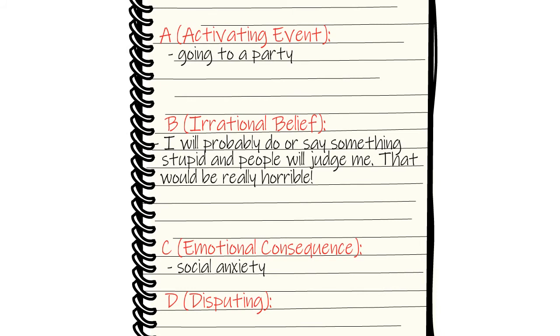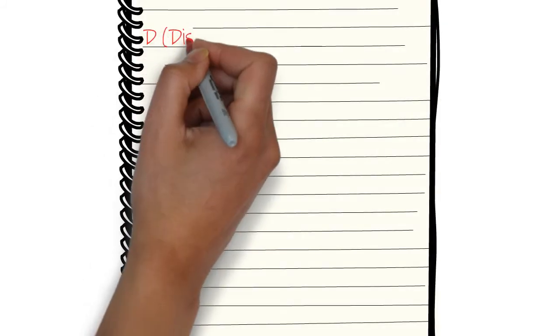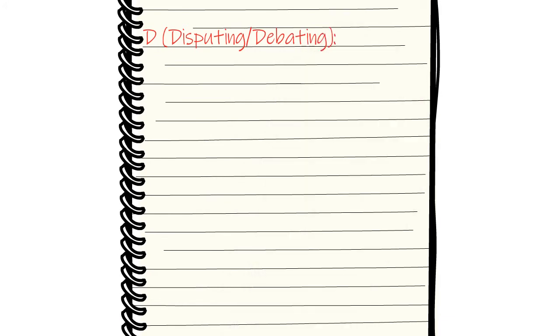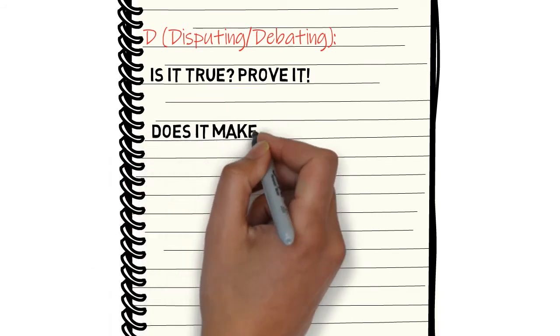So once you've formulated your emotional difficulties by the ABC model, write down D for disputing. In this section, ask yourself the following 3 questions in the process. 1. Is this belief true? Does it correspond to reality? Can you prove that it's true? What evidence is there that might contradict this belief?